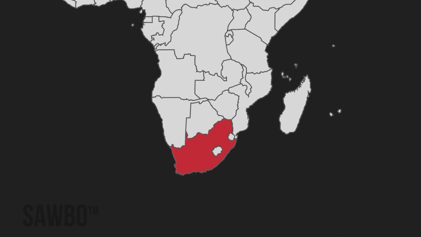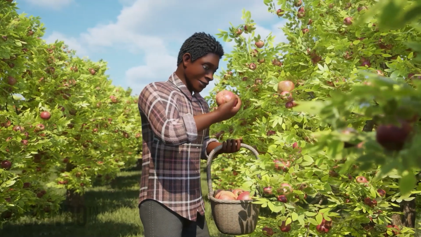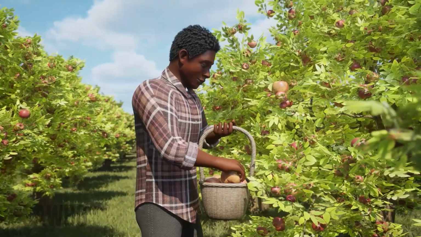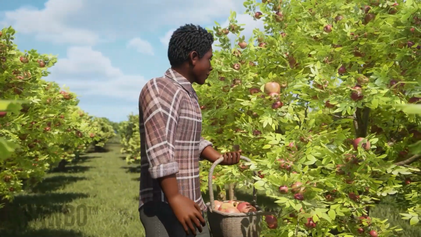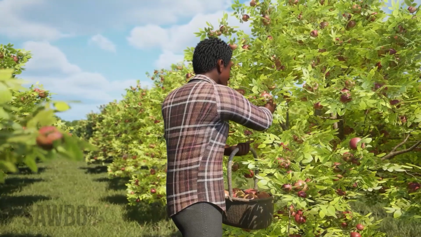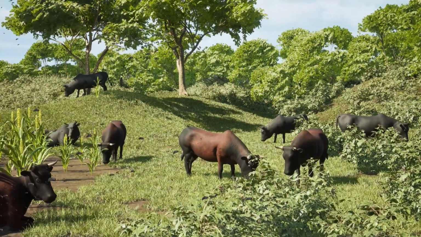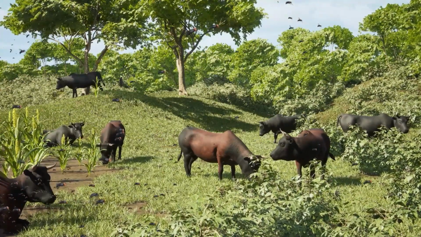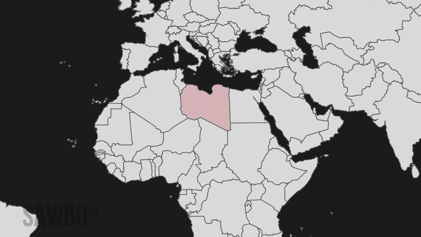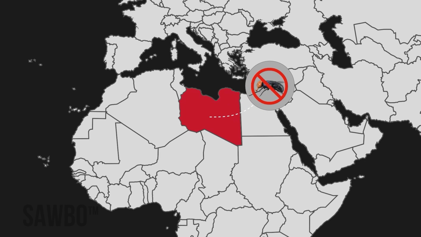In South Africa, millions of dollars in fruit production are being protected from multiple devastating insect pests using the sterile insect technique. A devastating invasive insect pest of cattle called the screwworm was eliminated from tens of thousands of square kilometers of Libya using the sterile insect technique.